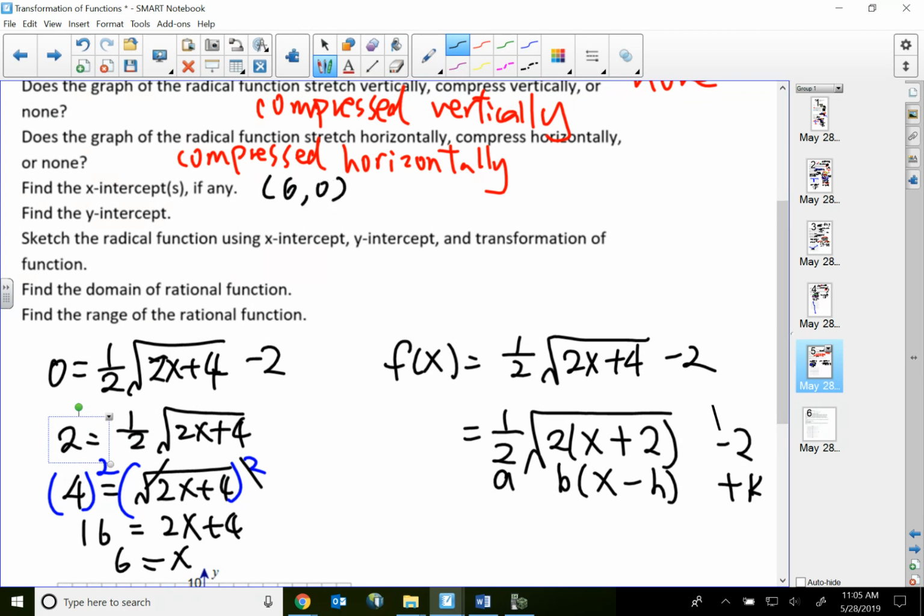Y-intercept means find y when x equals 0. So 2 times 0. Oh, let me write it down.